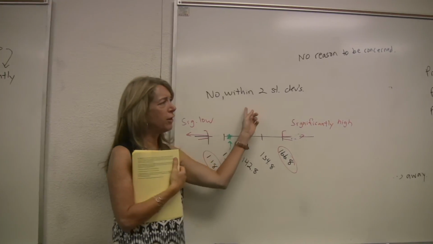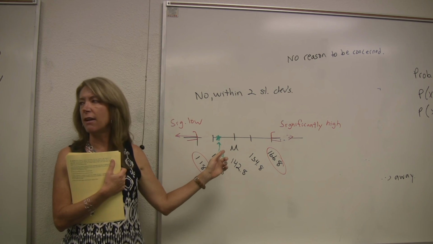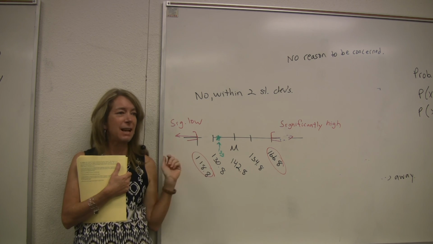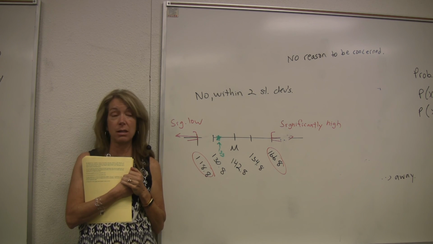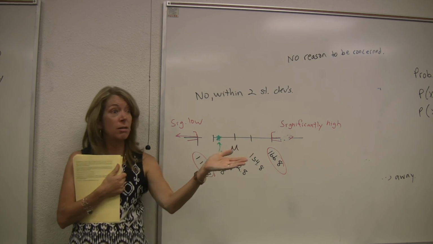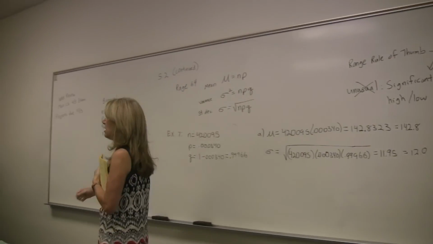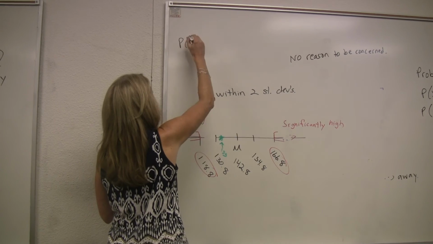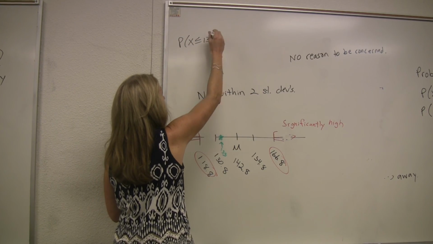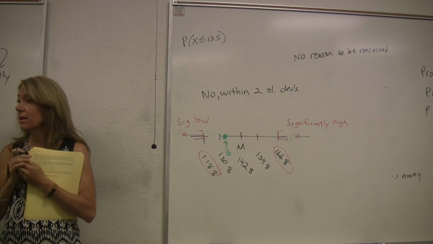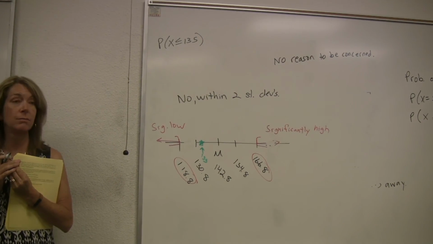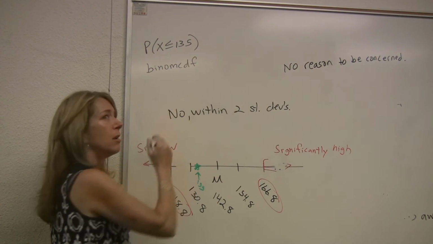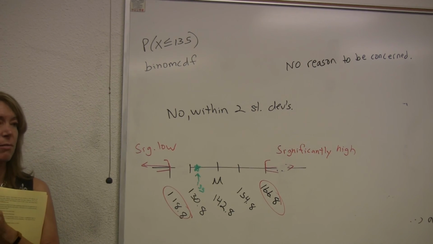What if I had asked you for the probability of 135 or less in this particular case here? 135 people or less, and I wanted to find the probability of that happening. I would do binomial, and since it's 135 or less, I would use CDF. If I asked for the probability of x less than or equal to 135, we would have used binomial CDF. With what numbers?